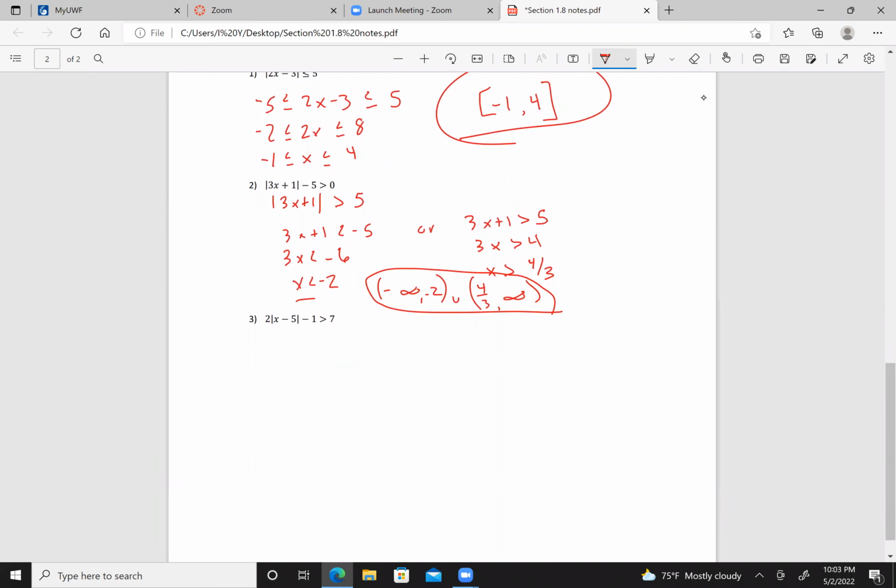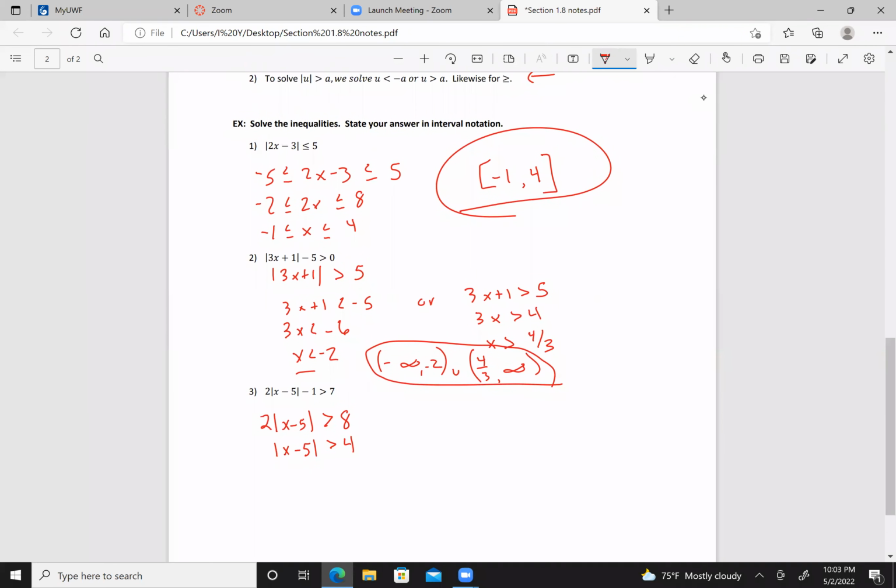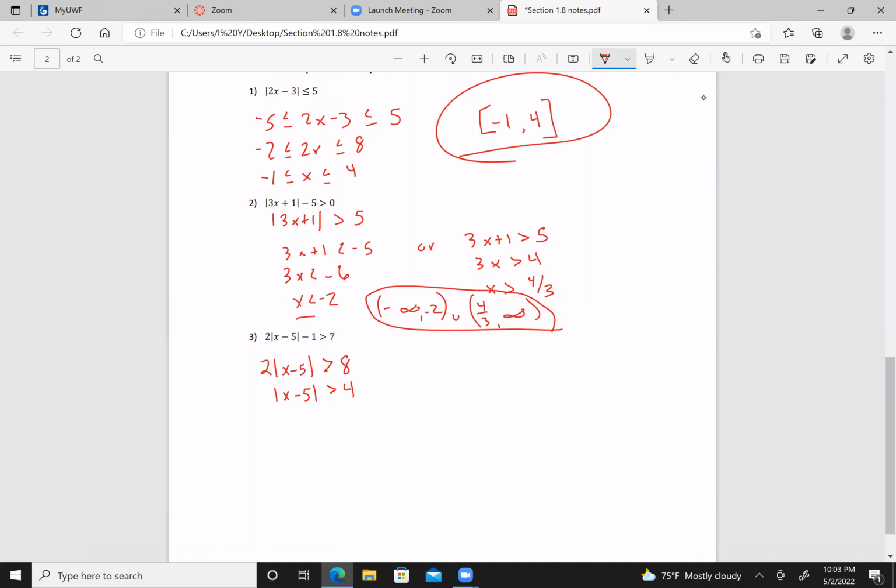Okay, so here I have another one. First thing I'm going to do is add 1 to both sides. So I have 2 times the absolute value of x minus 5 is greater than 8. Then I can divide both sides by 2, which gives me the absolute value of x minus 5 is greater than 4. I'm looking at greater than, so we're looking at x minus 5 is less than negative 4, or x minus 5 is greater than 4.